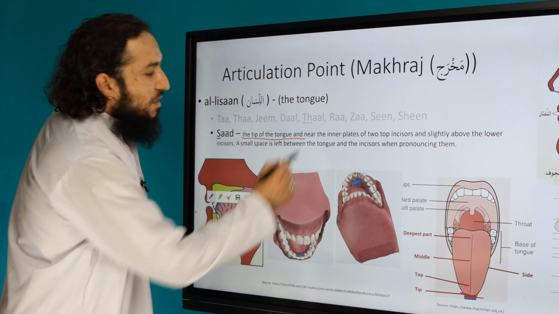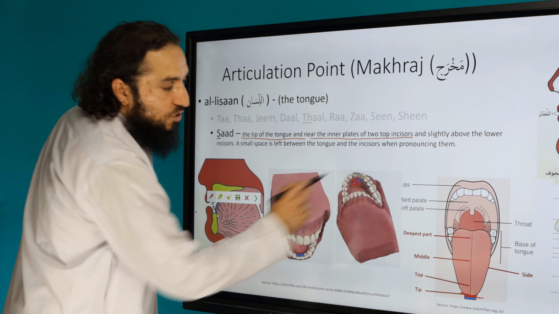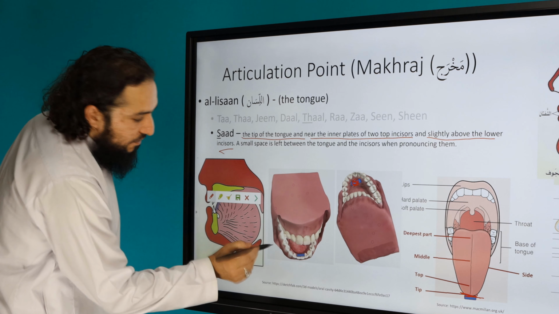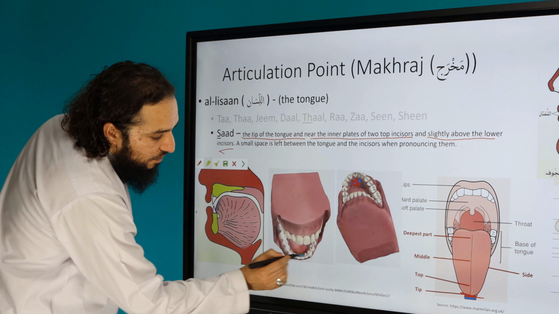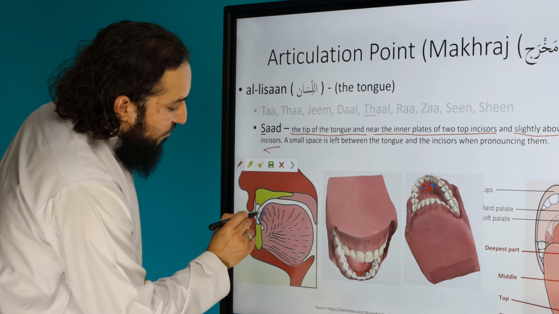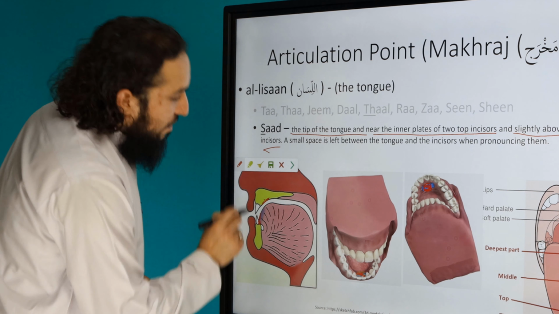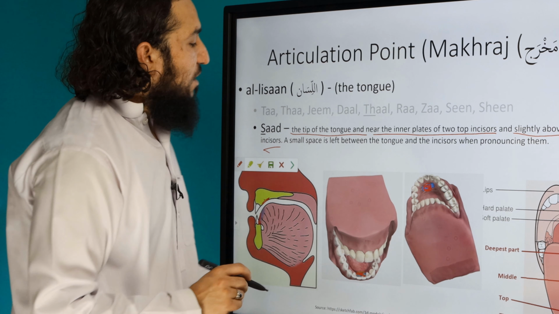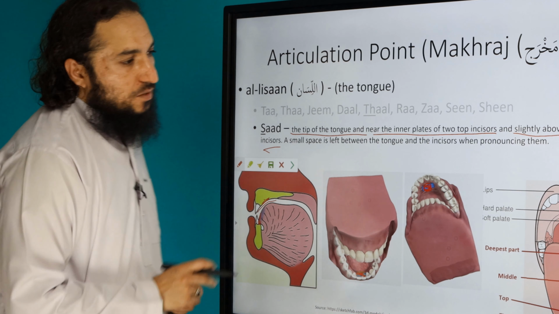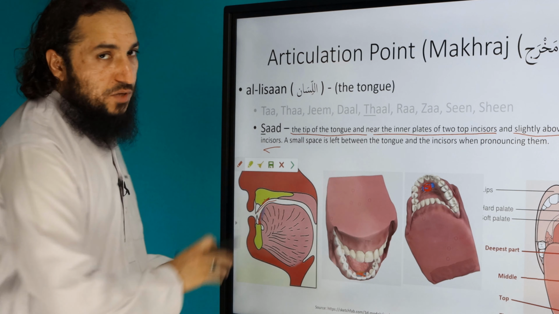That's one place, near the inner plates of the top two incisors, and slightly above the lower incisors. So the first one is the tip of the tongue here, near the inner plates here, and this one is slightly above the lower incisors. A small space is left when we are pronouncing it. So there are three different points explaining the articulation point for Sad.